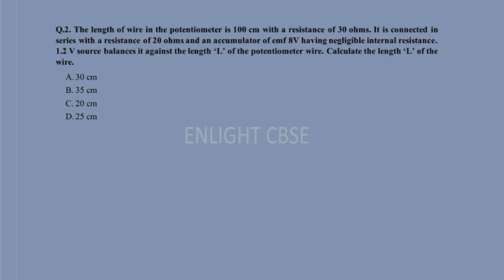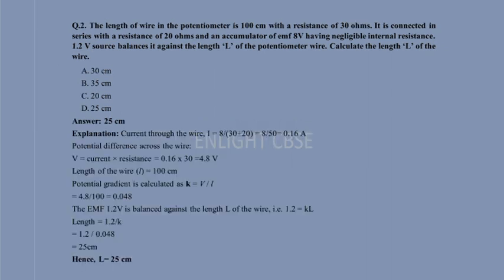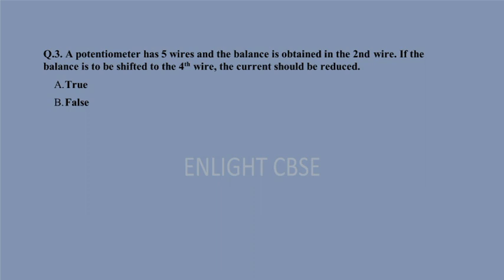Question 2. The length of wire in the potentiometer is 100 cm with a resistance of 30 ohms. It is connected in series with a resistance of 20 ohms and an accumulator of EMF 8 volts having negligible internal resistance. A 1.2 volt source balances it against the length L of the potentiometer wire. Calculate the length L of the wire. A. 30 cm. B. 35 cm. C. 20 cm. D. 25 cm. Answer: 25 cm.